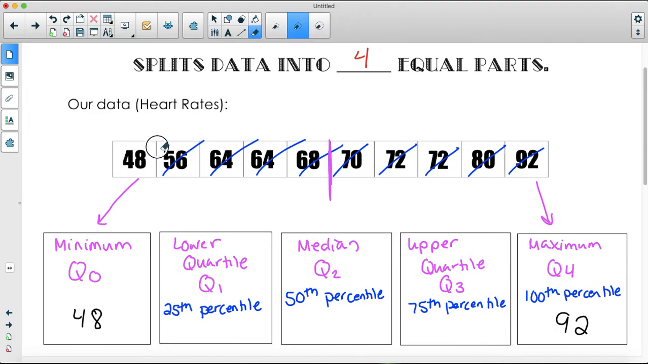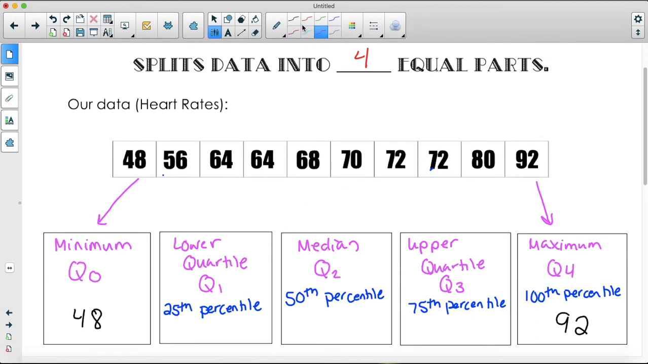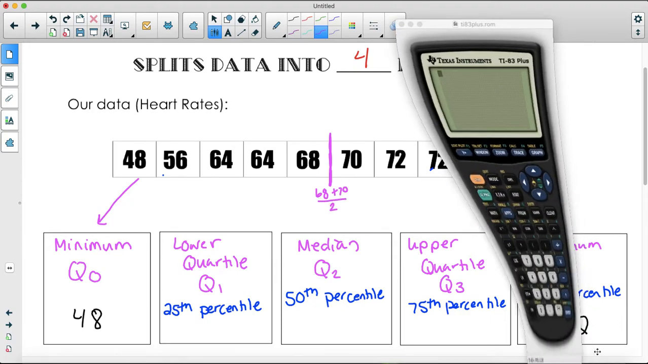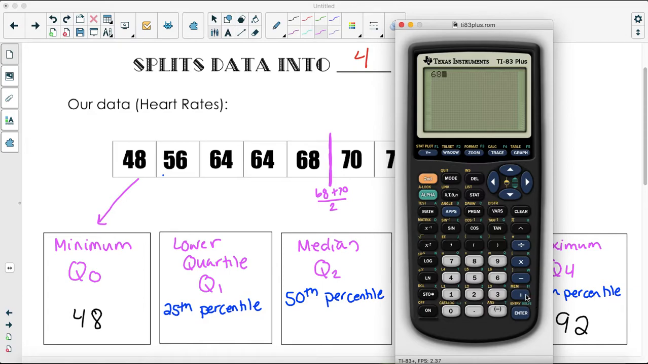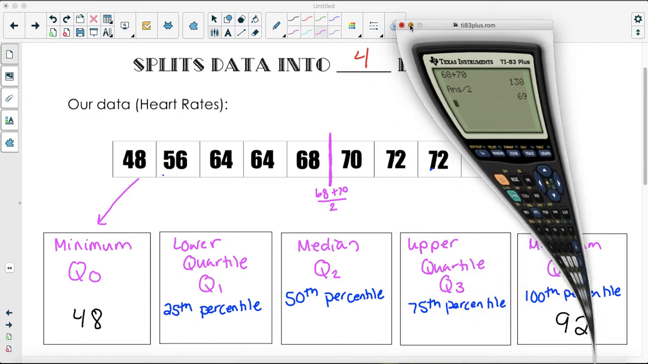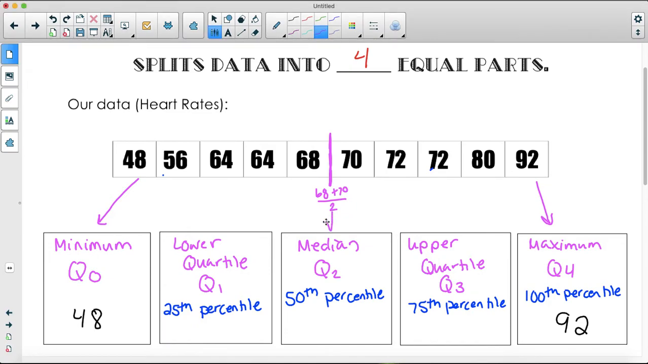Since it didn't hit an exact middle point, my median will be the mean of these two numbers. So I'll have to do 68 plus 70 and divide that by 2. I get 69. So the median is 69.